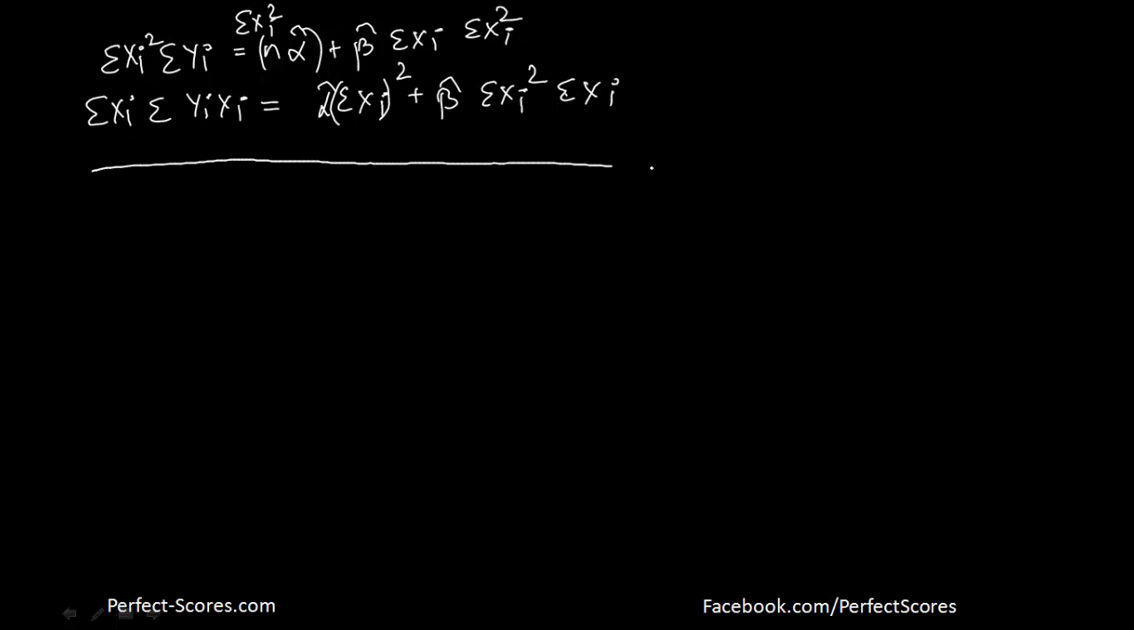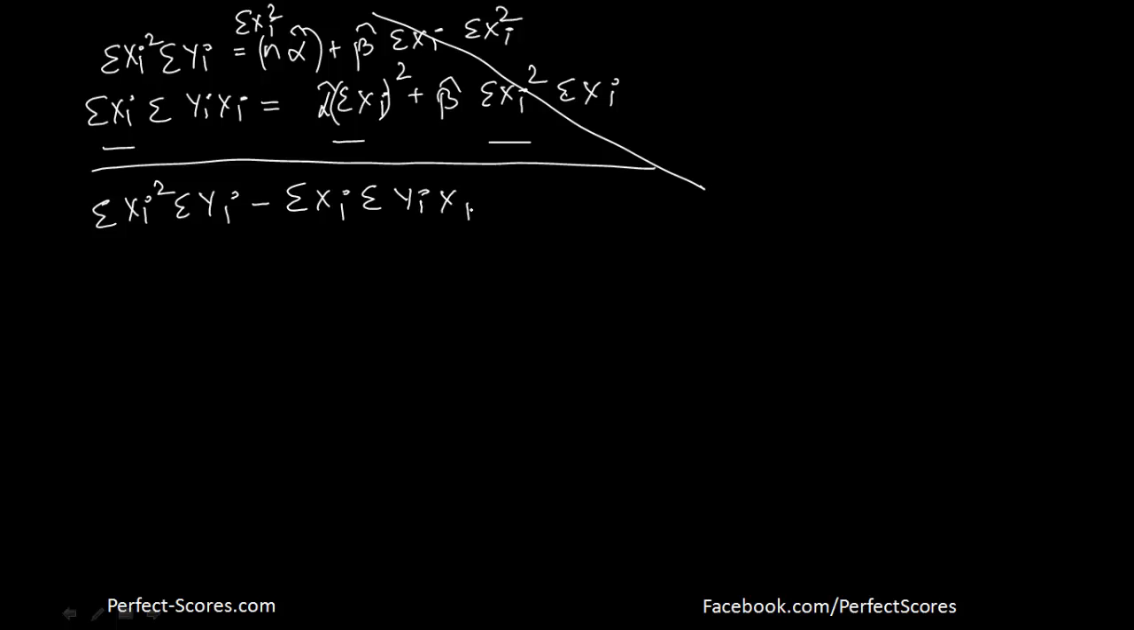Then I'm going to subtract both the equations. When I subtract, this and this are going to eliminate, and I'm going to have summation of xi square into summation of yi minus summation of xi into summation of yi xi, equal to summation of xi square into n into alpha hat, minus alpha hat into summation of xi whole square.